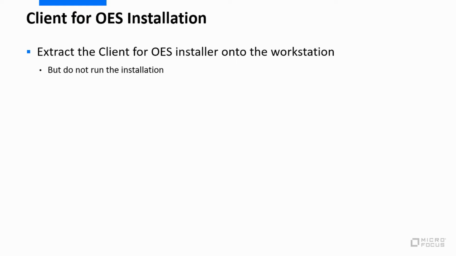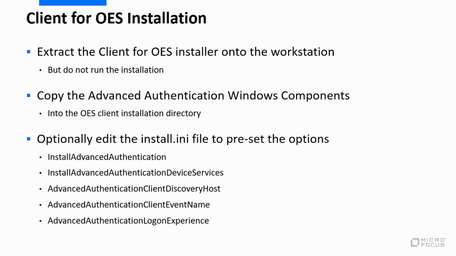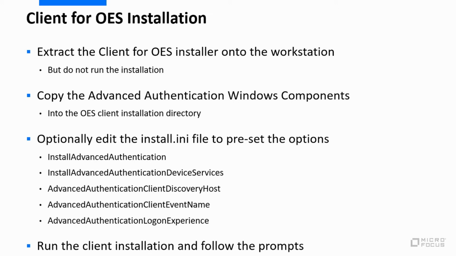So to install this, we first need to extract the OES client install on the workstation we're going to be installing this on. But we don't want to run the installation quite yet, because we need to copy the Windows Components directory from the Advanced Authentication client install and put that into the OES client installation directory. And then we want to edit the install.ini file to set some preset options as to whether we actually want to install Advanced Authentication and so on. Having done that, we run the installation. So let's just do that now.